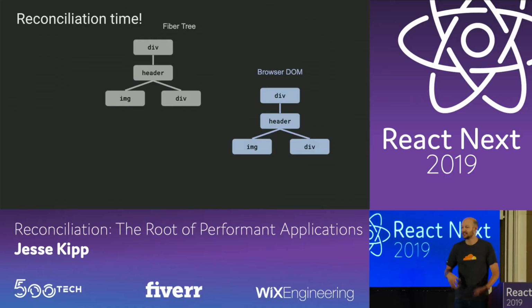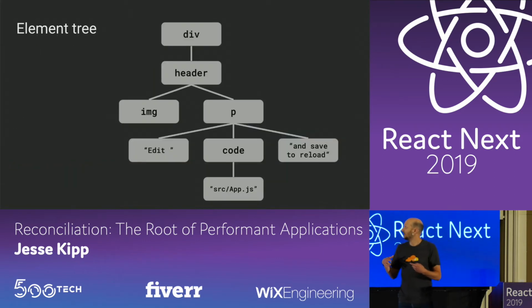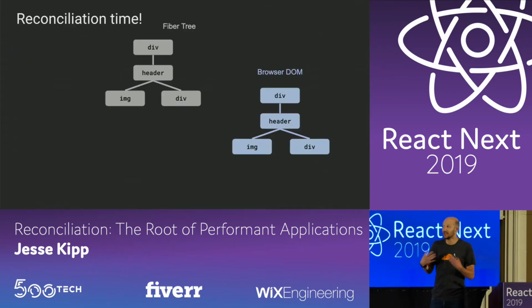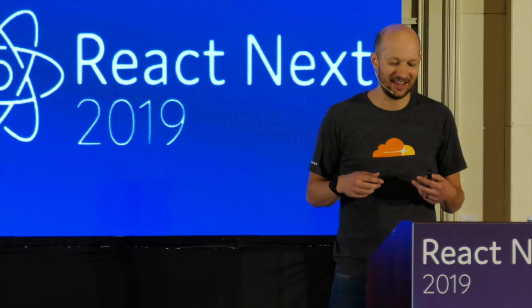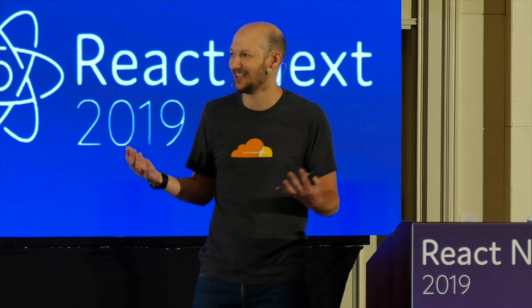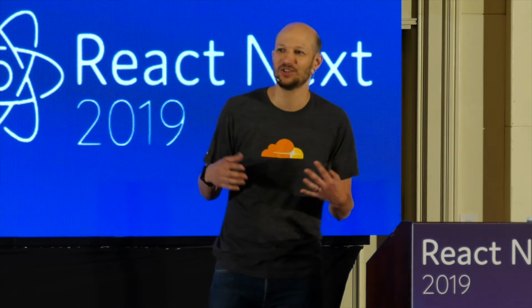So reconciliation is the process by which the element tree that we've built gets turned into the DOM that's presented to the user. The problem that it's solving is called graph edit distance, and the generic graph edit distance algorithm is an n-cubed algorithm, which for any reasonable sized component tree would be far too slow to run in the browser.